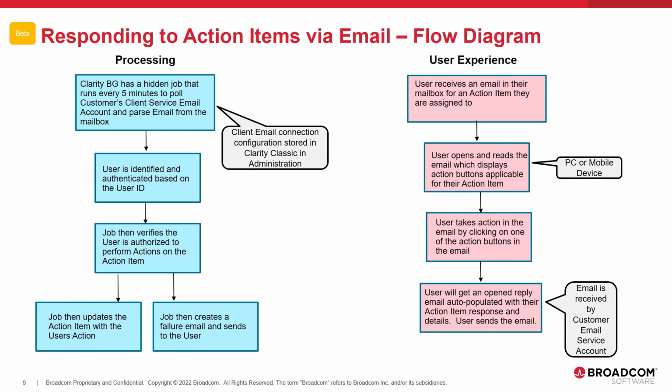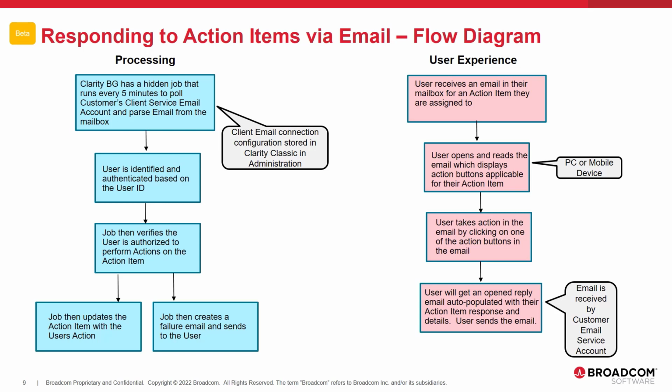And the last feature that we'll cover today as part of this training module is responding to action items via email. I think it'll be easier to understand if we look at the flow diagram first before we start digging into the product changes. A customer will need to configure an email connection to their email services under Administration in Classic. And as part of the processing, the Clarity Process Engine is going to look for any action items where email responses need to be sent to recipients.